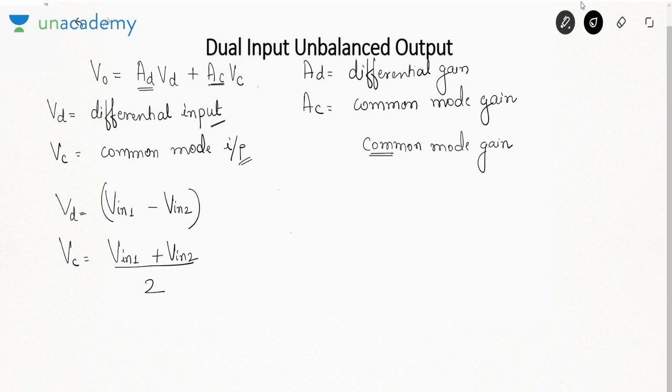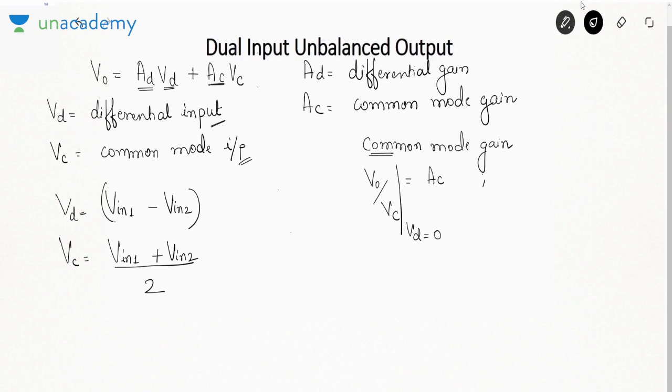But here I am saying suppose we have common mode gain AC. So how will you find it? You will find it as V0 by VC, but when differential input is 0. If the differential input is made 0, then V0 by VC is the common mode gain.